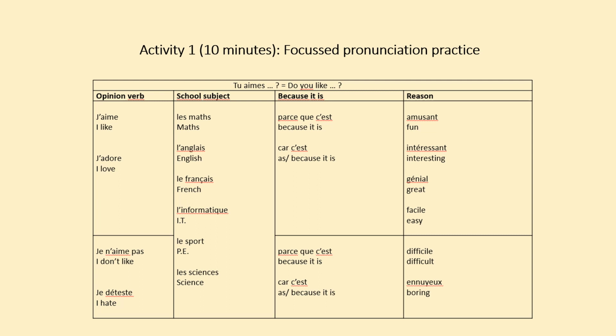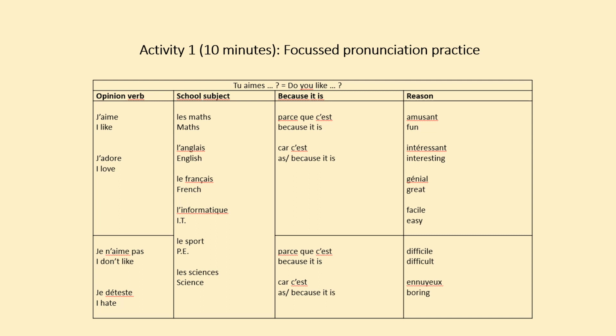In the first column, we've got the opinion verbs, which we did last time. J'aime, I like, j'adore, I love. So they are positive opinion verbs. And below, we have je n'aime pas, I don't like, and je déteste, I hate. Then in the next column, we've got the school subjects, which we've had for the first 2 lessons of summer. So les maths, l'anglais, le français, l'informatique, le sport, les sciences. Okay, so you like or dislike those school subjects, and then you have to give the reason.